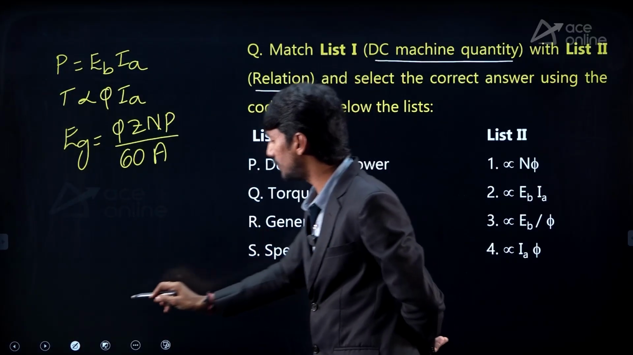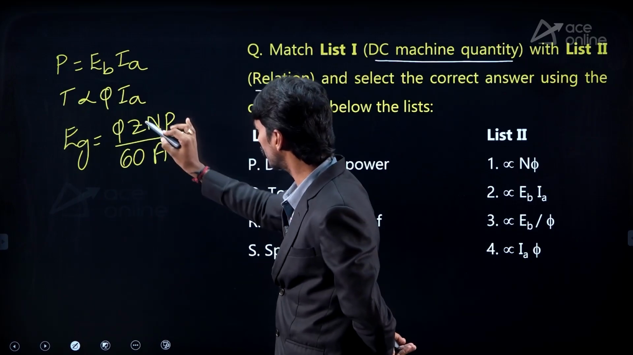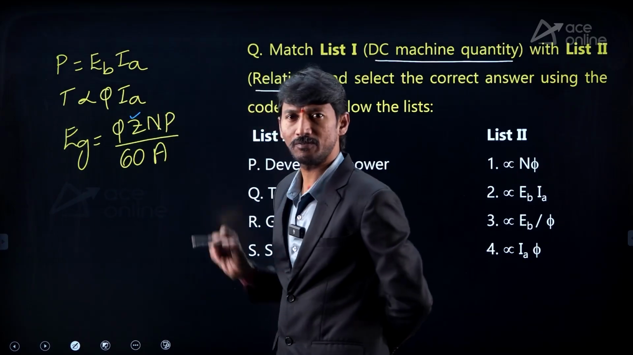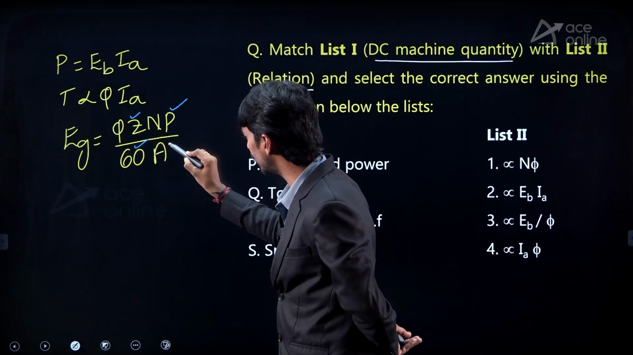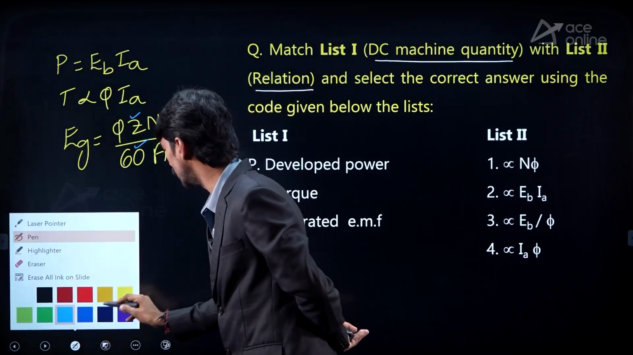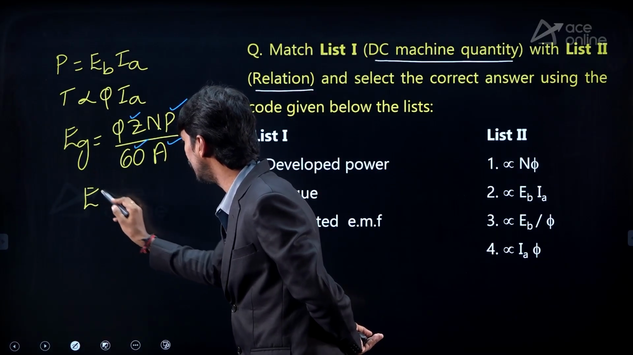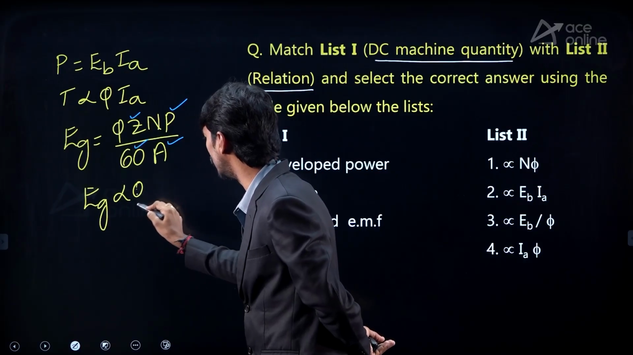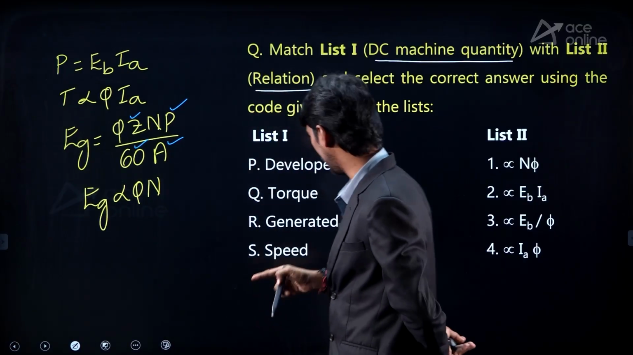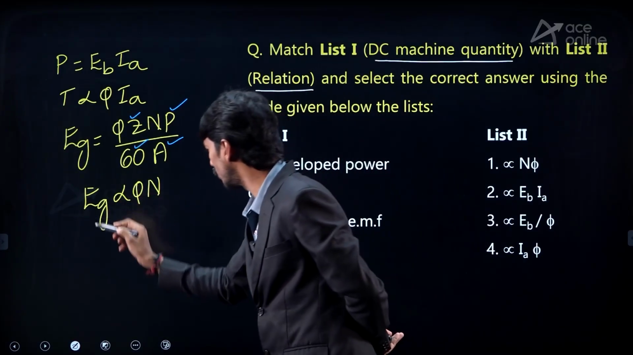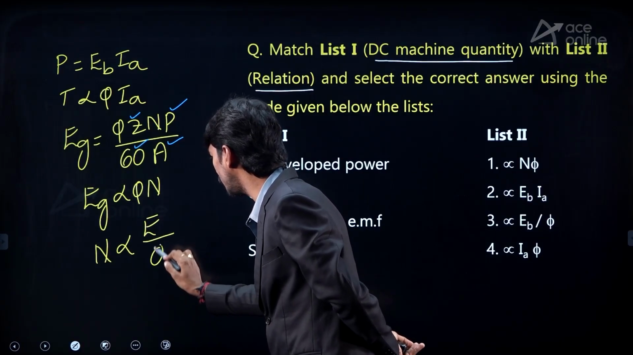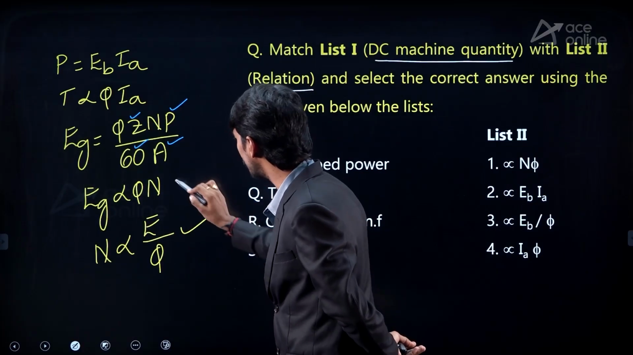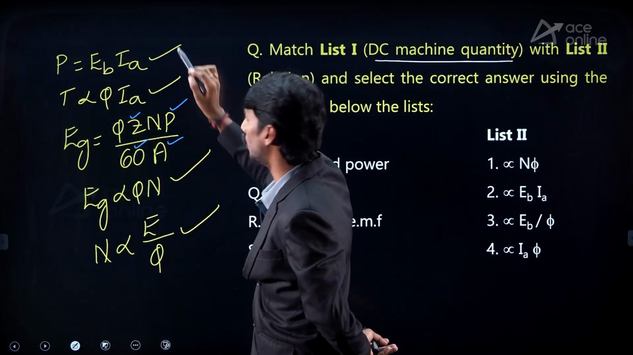In this, which are constant? Z, the number of conductors, is constant, the number of poles is constant, 60 is constant, A is also constant. Therefore, Eg is proportional to phi N. And what is speed? From this only, we can write N proportional to E by phi. So this is one, and these 4 are asked.